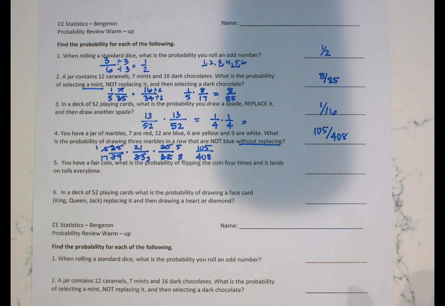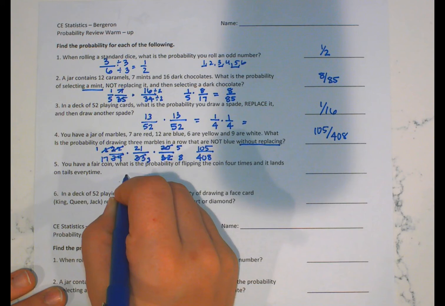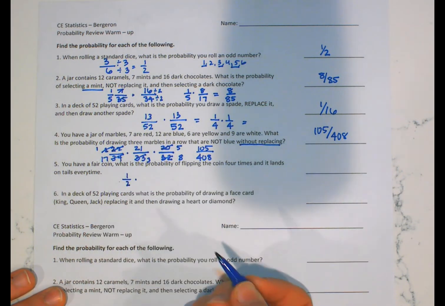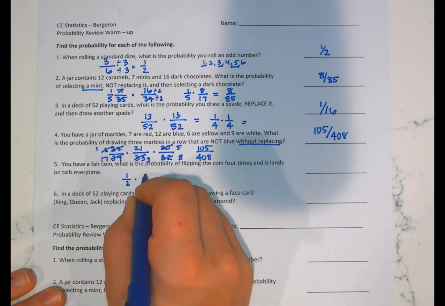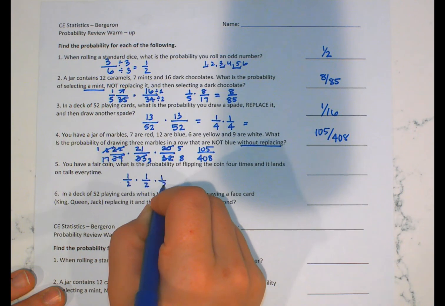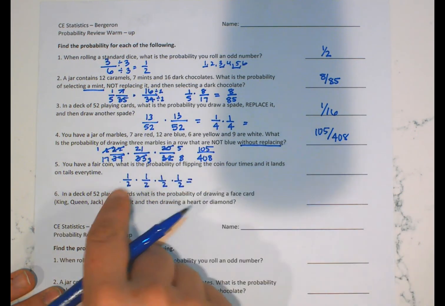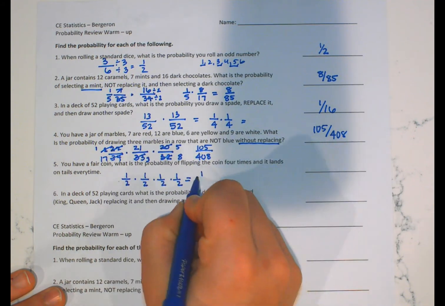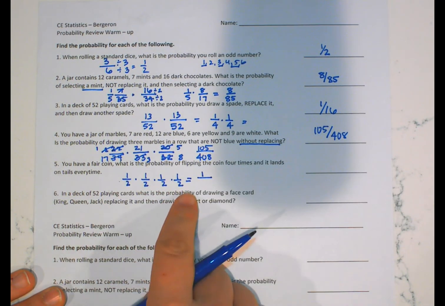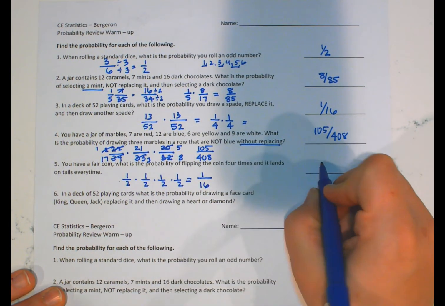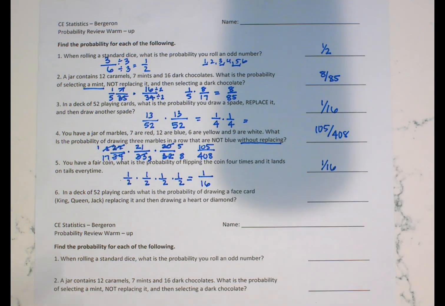So the next one, you have a fair coin. What is the probability of flipping the coin 4 times and it lands on tails every time? So every time you flip a coin, your chances of getting tails are 1/2, and they don't change. Each flip is independent. So if I flip it 4 times, I'm just trying to see the probability that I get tails. So 1 times 1 times 1 times 1 is 1. 2 times 2 times 2 times 2 would give me 16. So I end up with a 1 out of 16 chance of getting 4 tails in a row.